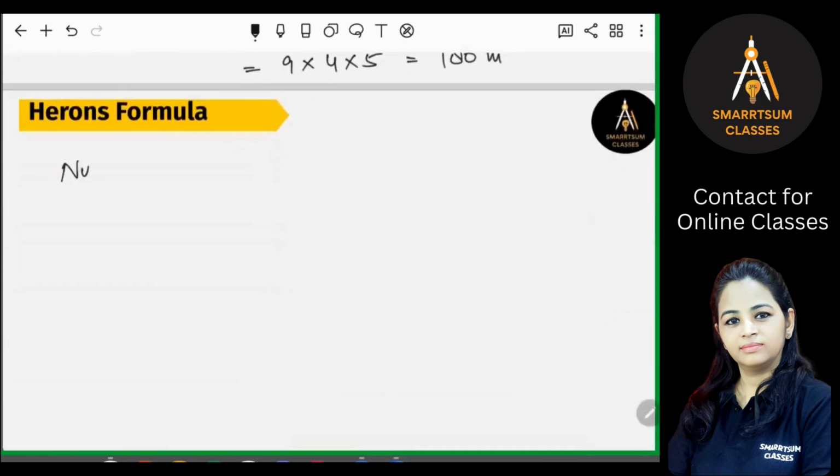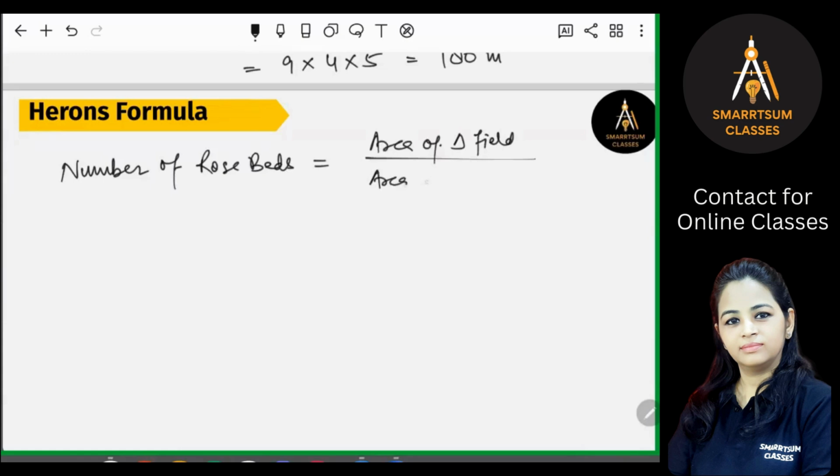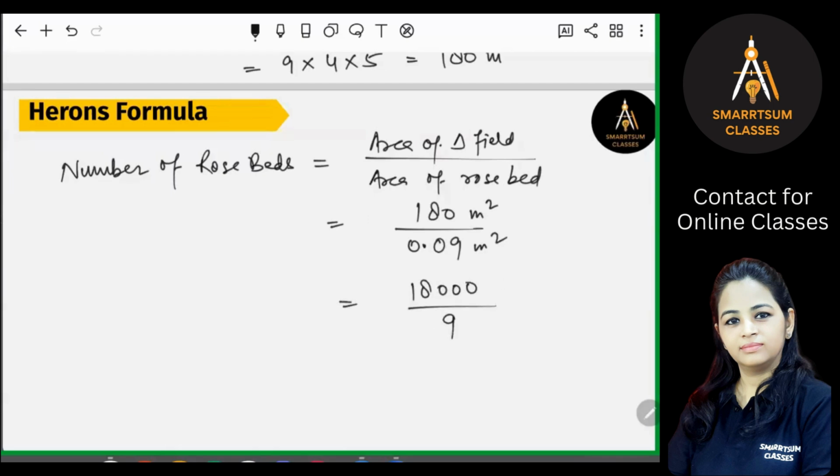So now we can easily find the number of beds. Write down the number of rose beds. This will be equal to the area of the triangular field divided by the area occupied by each rose bed. Is that clear? The area of the triangular field is 180 meter square, and this is 0.09 meter square. Now you can divide this. When you remove the decimal, you can put 2 zeros here, and this will be 9. Getting that? So this is equal to 2000.